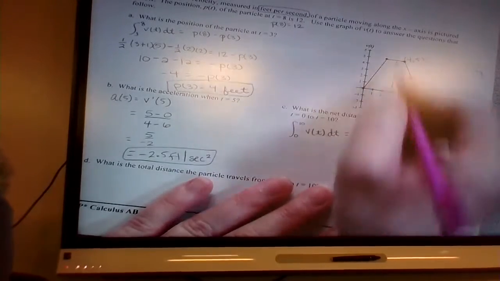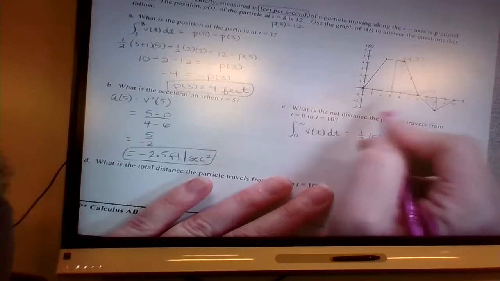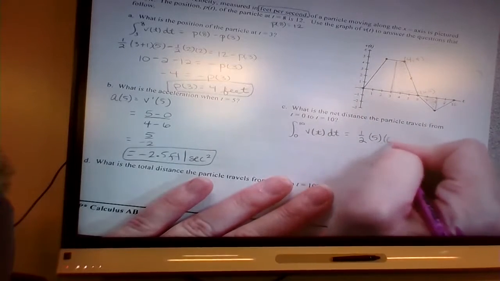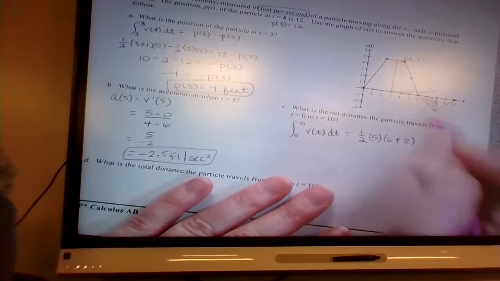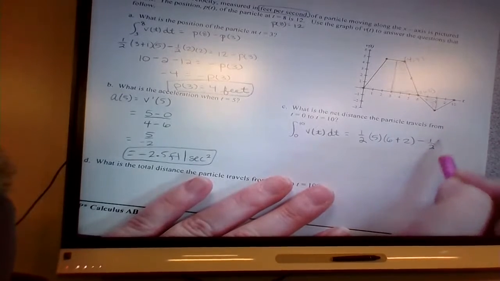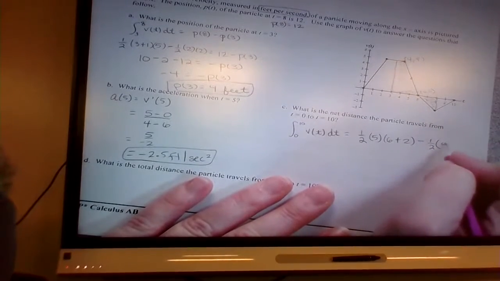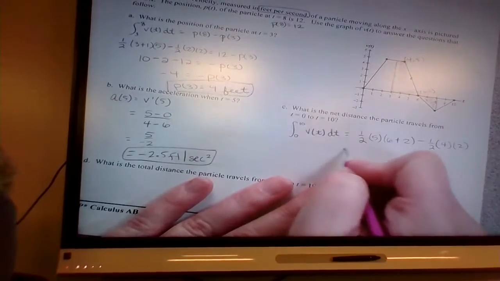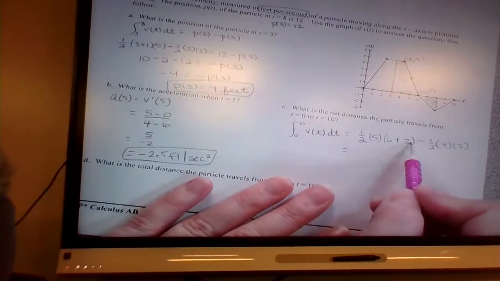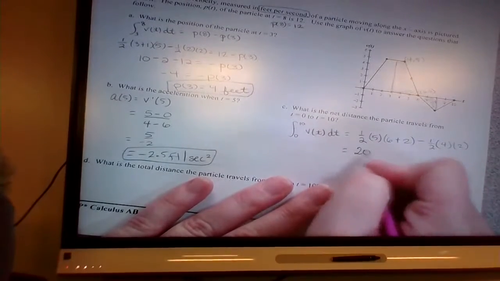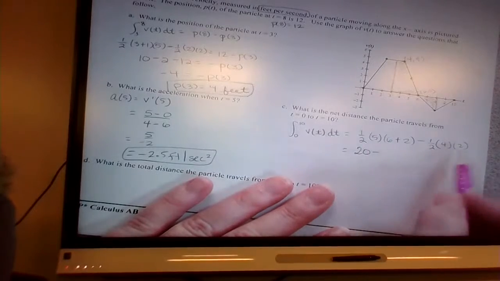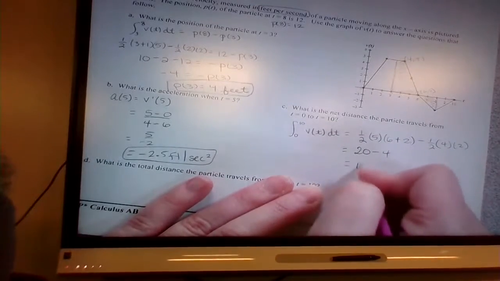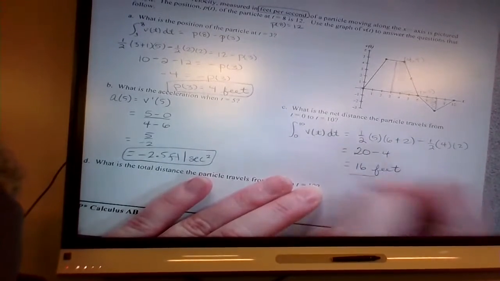So that's 1/2. It's 5 tall, and it's 6 and 2. And then this is below, so it's minus 1/2, 4 by 2. So that's 8. So that's 20 minus 4. So the net distance is 16 feet.